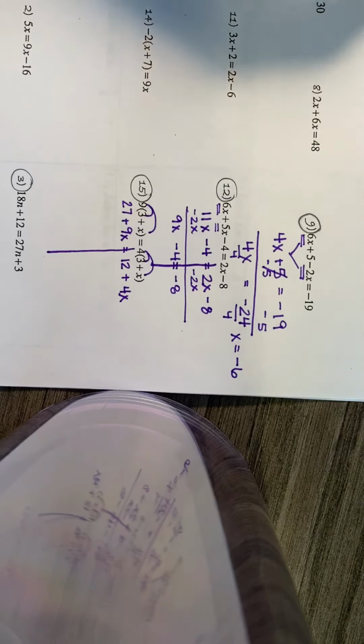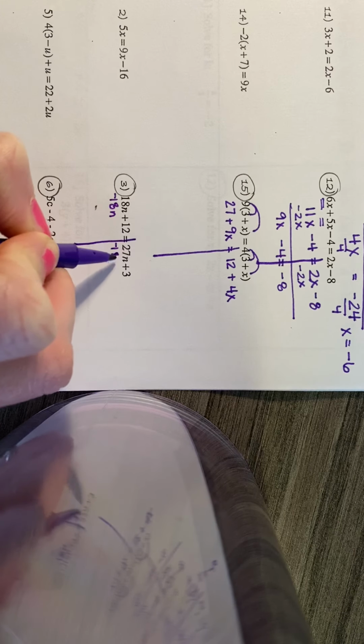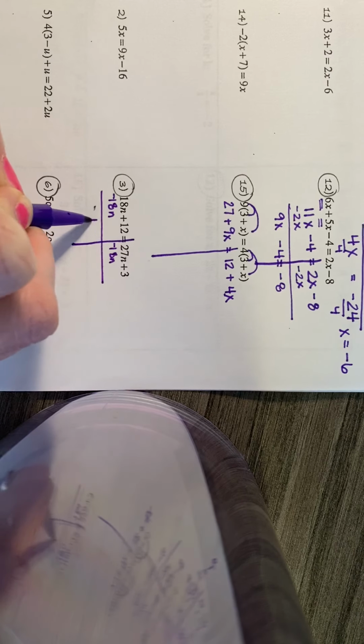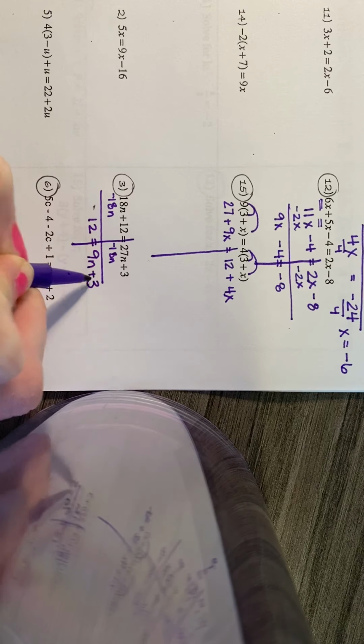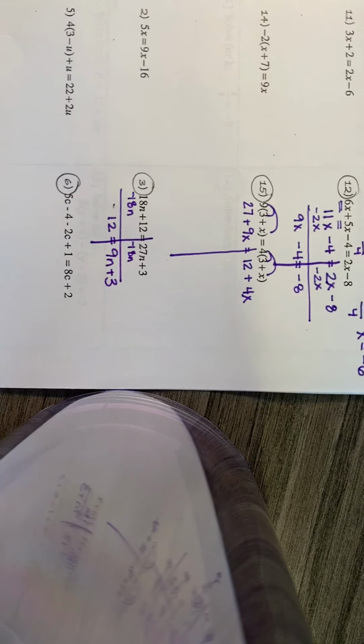Number 3, down here, we'll do this one. Actually, we're going to do 6 together. But number 3, your first step is going to be minus 18n, minus 18n, 12 equals 9n, plus 3. I think you can take it from there.